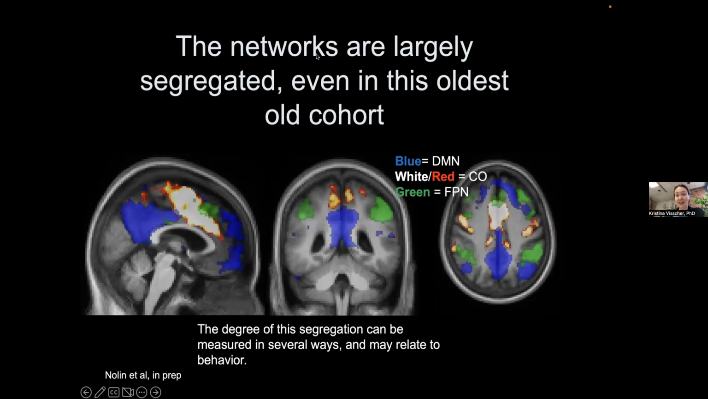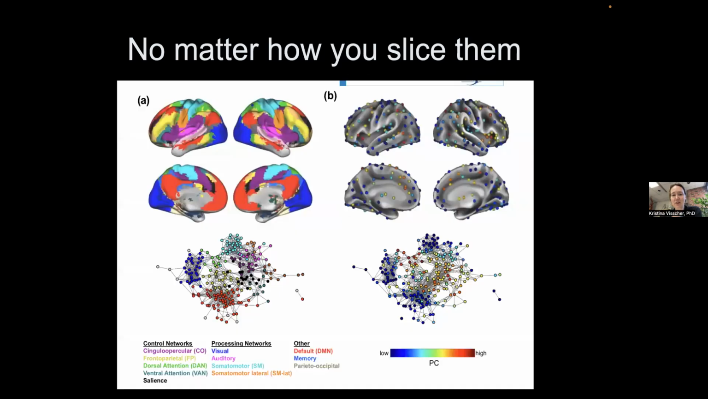The degree of this segregation can be measured in several ways and seems to relate to behavior. And sort of as an aside, this data came from only people who are over 85. It recapitulates what's been seen in the younger data too. I'm just showing you these data that Sarah made from people who are in our oldest old group. All right. So these networks are super reproducible. We see them in older adults. We see them in younger adults. We see them in virtually every kind of study that's ever been done.